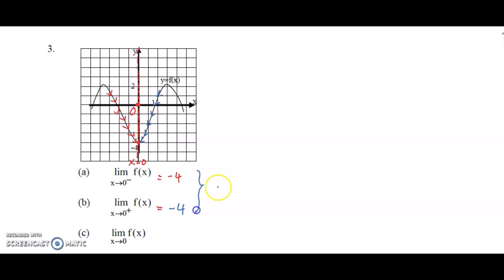So we can say that since the left hand limit is equal to the right hand limit, where the right hand limit means x approaches 0 from the right, both of them equal negative 4. Then we can say that the limit when x approaches 0, which is called the two-sided limit, is equal to negative 4. And of course, it exists. So the limit exists, and the value of the answer is negative 4.